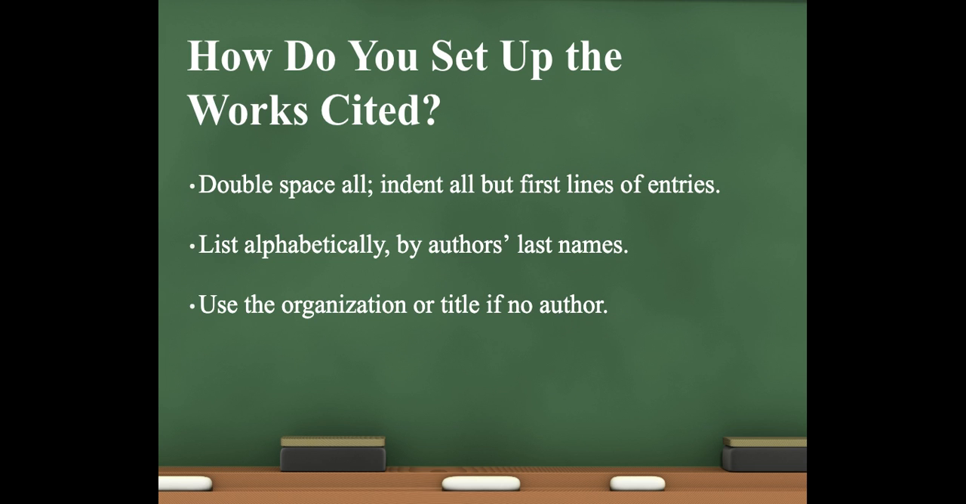So how do you set up your works cited page? It's all double spaced, and indent all but the first lines of entries. You list everything alphabetically by author's last name, very important, and you use the organization or title if there is no author.